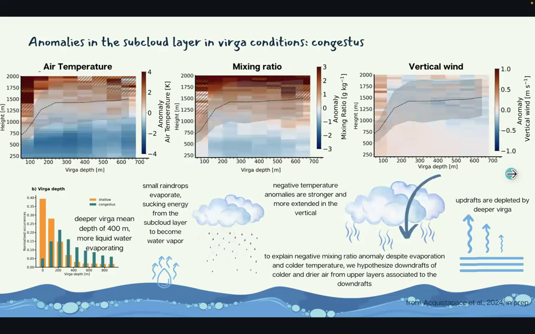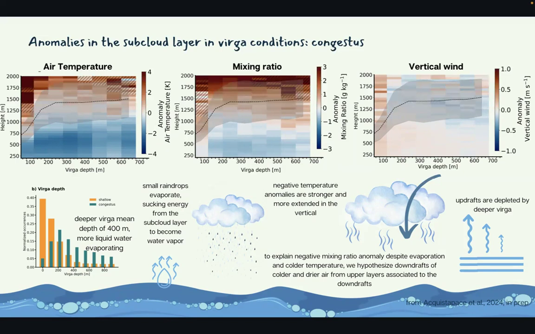For congestus, the picture is a bit different, because again, you see the same plots, but now if we look at the virga for congestus clouds, we see that we also have higher values of virga depths. That means that the virga has a longer extension in the subcloud layer before evaporating. And here we see stronger negative anomalies of air temperature. We have almost zero anomaly in vertical wind. That means somehow the updrafts are more depleted than before. And we have a negative anomaly in mixing ratio.